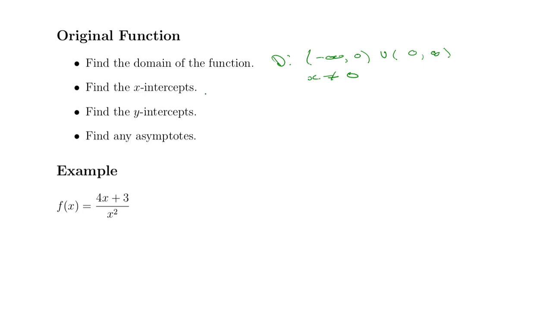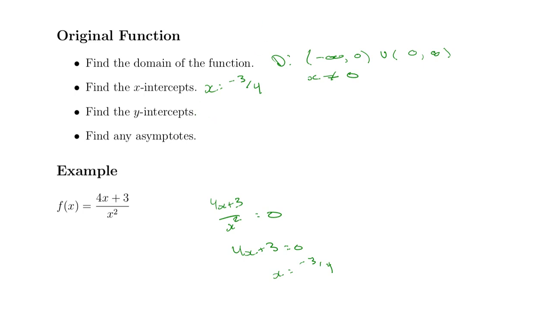X-intercepts, here we're going to set our function equal to 0. So if we set (4x plus 3) over x squared equal to 0 and solve, we really only have to look at 4x plus 3 equals 0. And we're going to get negative 3/4. So maybe I'll write that here. X equals negative 3/4. There's my x-intercept. There's only one here. Sometimes you might have to factor and solve this kind of stuff.